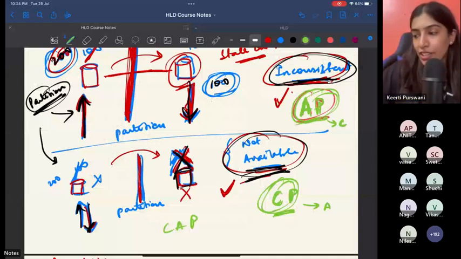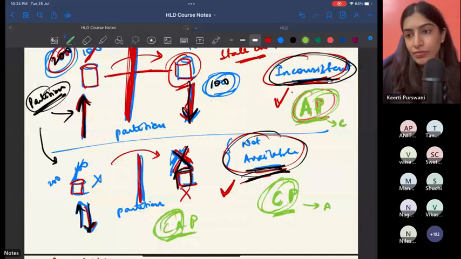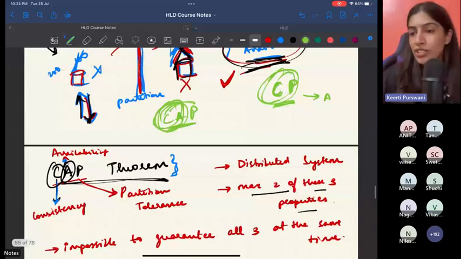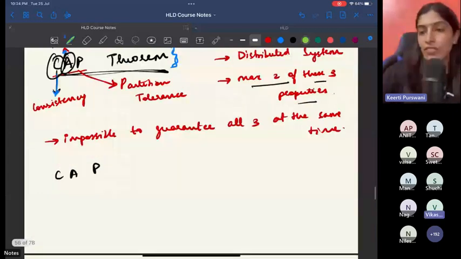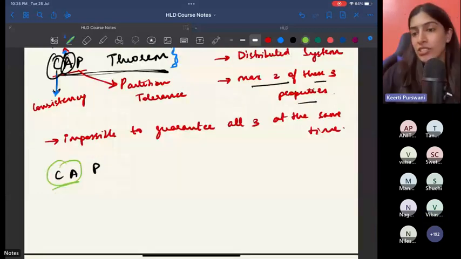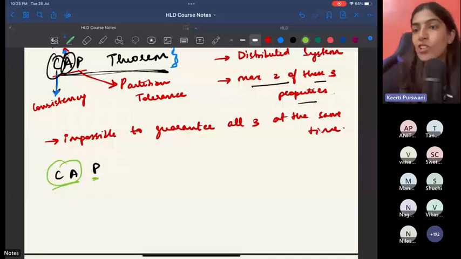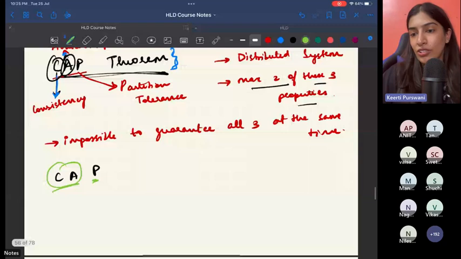Can I have CA? We talked about AP, we talked about CP. Can I ever have CA? Some people are saying yes, some people are saying no. How many of you say yes? So my question to you is, can we ever have consistency and availability and not partition tolerance in a distributed system? Very good. Those saying we can have it in a monolith or a single system, not in a distributed system, are right. As long as it has no partition, it is not partition tolerant.